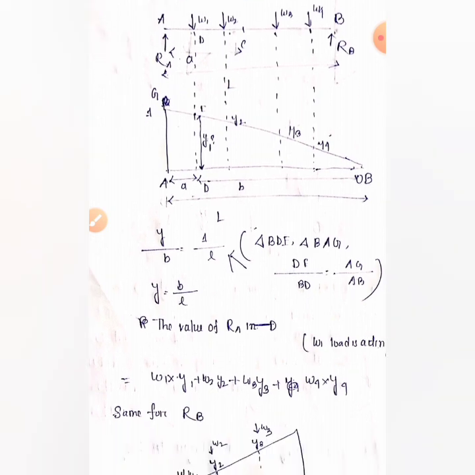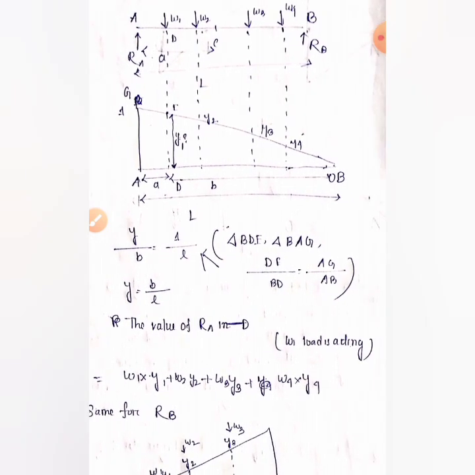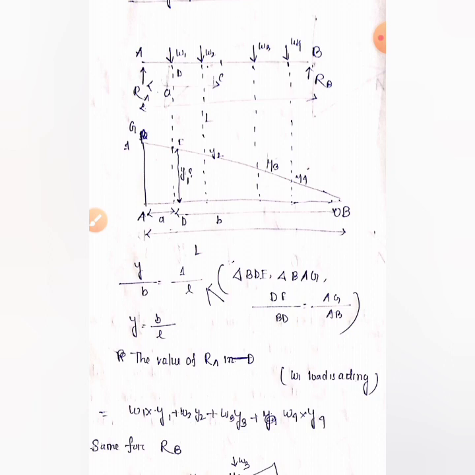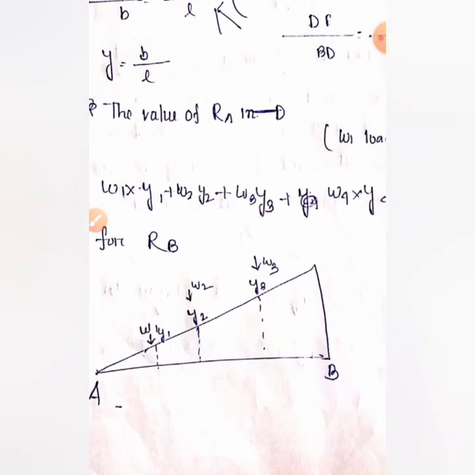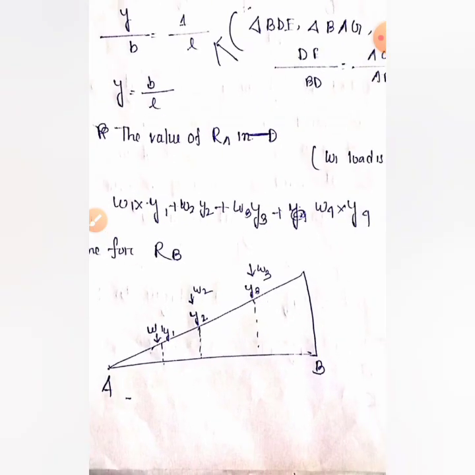So we have learned in the previous video the influence diagram of the support reaction RA is like that. At x equal to 0, its value is 1. At x equal to L, its value is 0. We have learned this in the previous video. So now we have to find the value of RA and RB, and the ILD of RB is below. Here it is the diagram of ILD of RB.